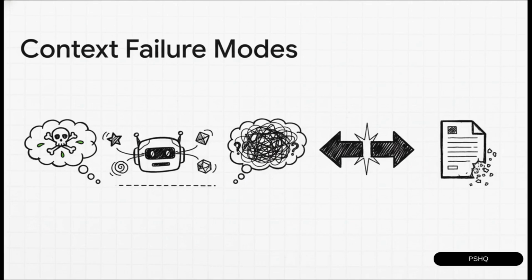When your agent starts acting weird, it's probably one of these 5 things. There's context poisoning, where a hallucination pollutes its memory. There's distraction from just too much info, confusion between similar ideas, a clash when new information contradicts old info, and context rot, where its knowledge just gets stale. Think of this as your go-to diagnostic checklist.